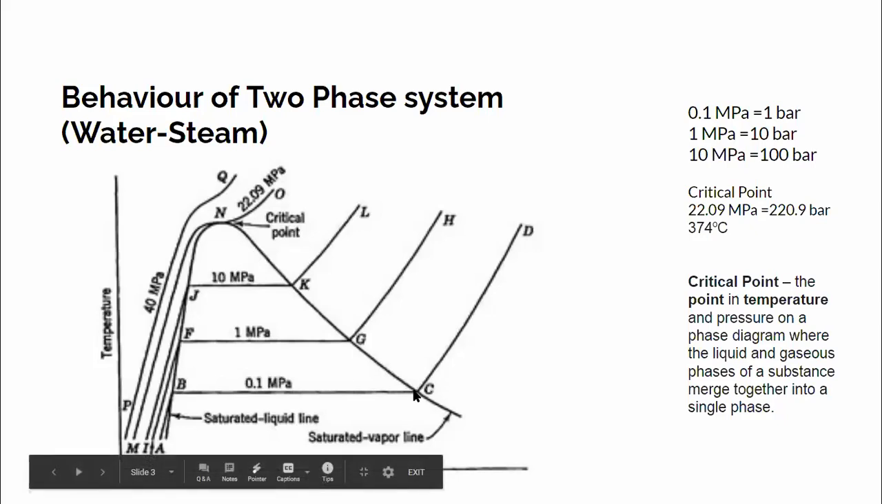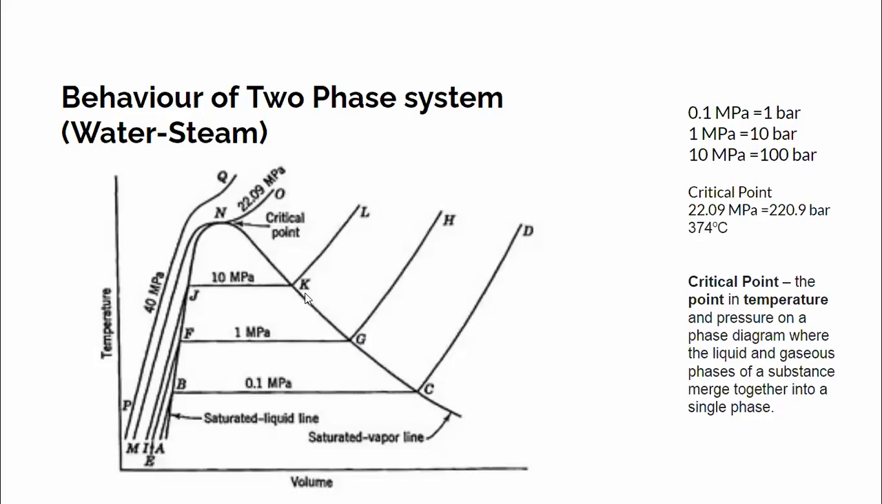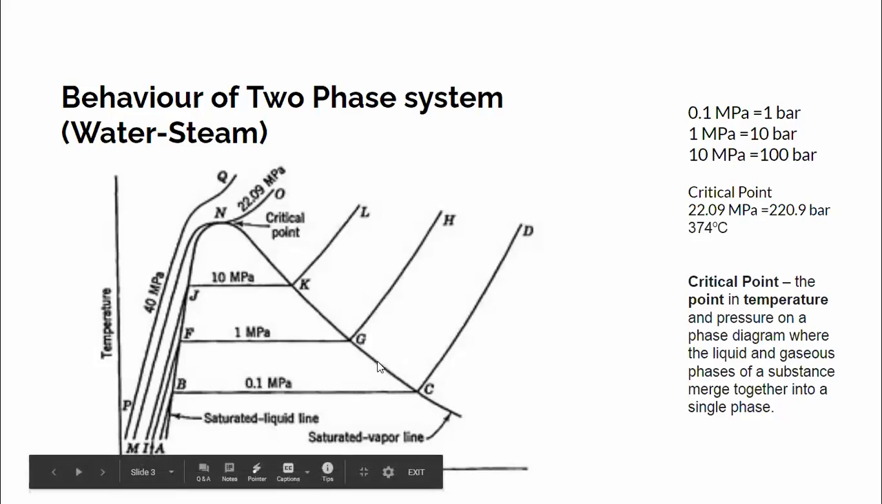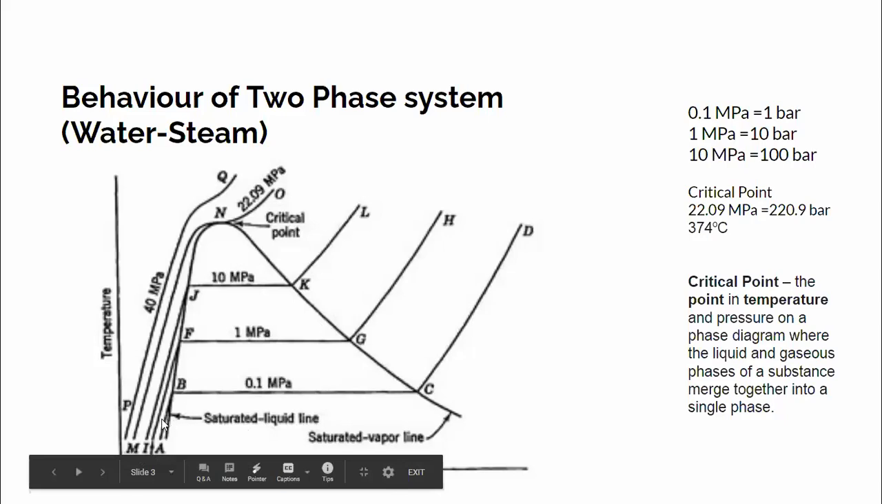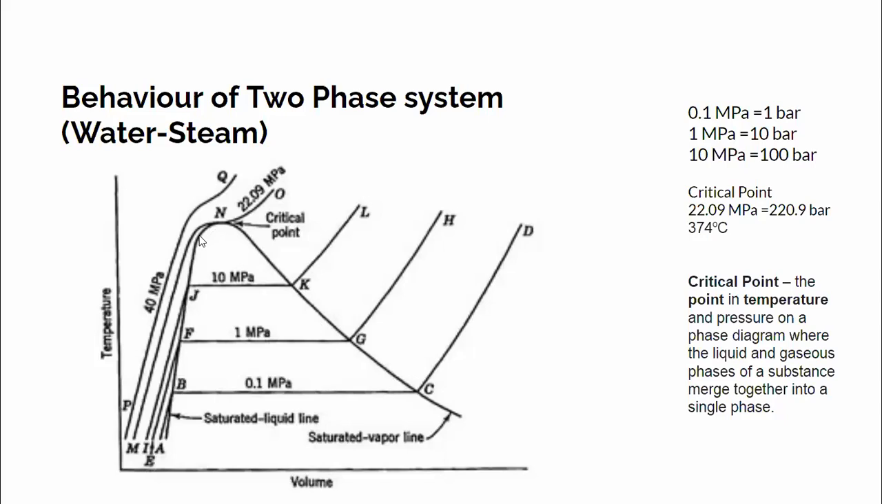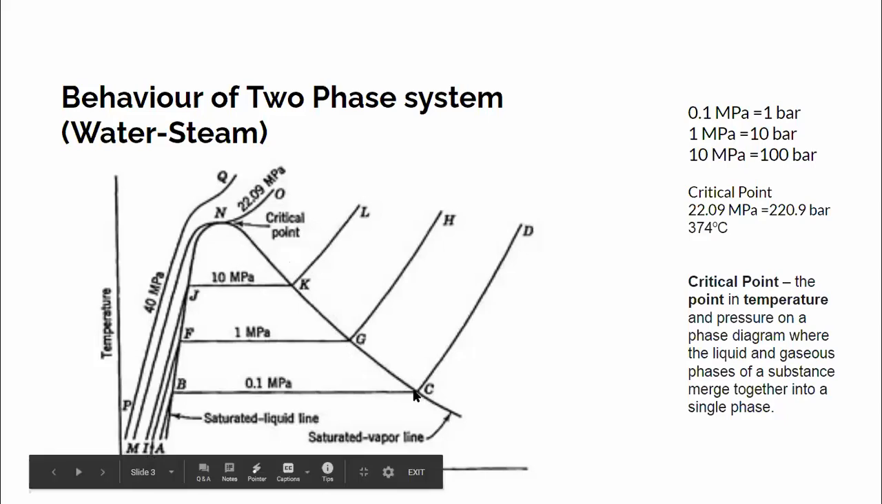Similarly, state C is dry saturated steam at 1 bar, state G is dry saturated steam at 10 bar, and state K is dry saturated steam at 100 bar. Okay, if you join all these points, it would again be a curve, and it is called the saturated vapor line. So the saturated liquid line has all the points as saturated liquid, and the saturated vapor line would have all the points on it as dry saturated steam.